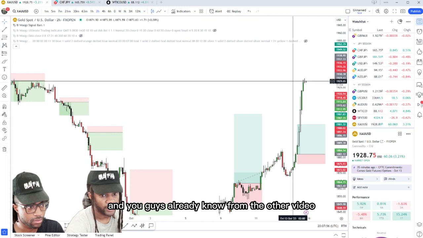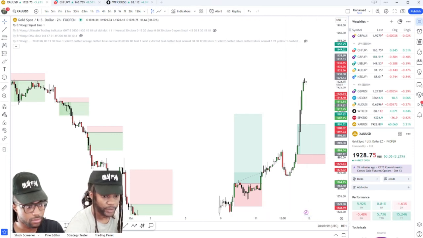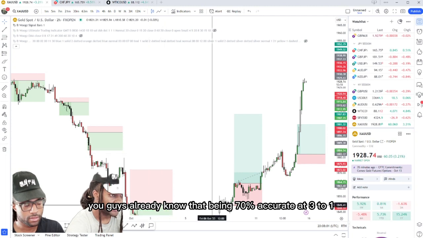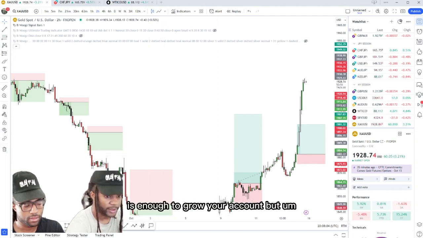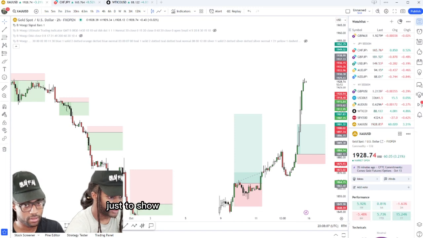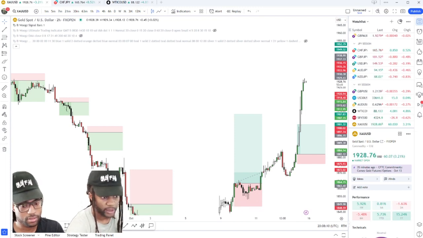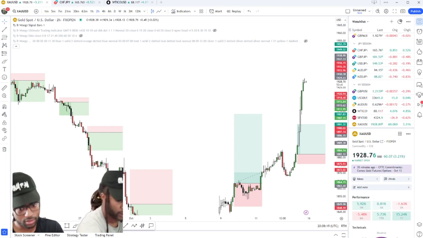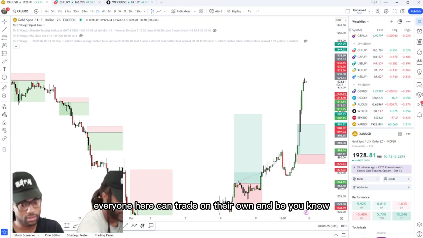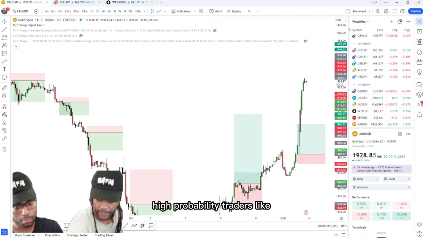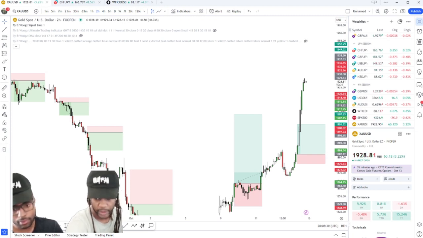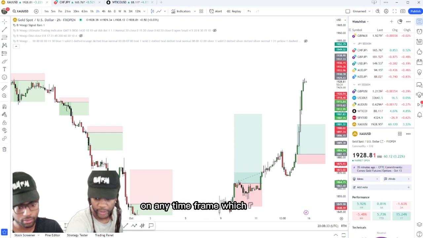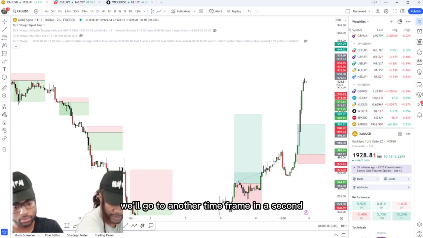And then you guys already know from the other video, if you know about equity curves and everything, that being 70% accurate at 3 to 1 is enough to grow your account. But I'll go into it right now just to show you guys the power of this indicator and how you really can use it. So I'll open up the equity curve. And this is our goal, to really make it so that everyone here can trade on their own and be high probability traders. And the tool really does that on any time frame, which is crazy. We'll go to another time frame in a second.